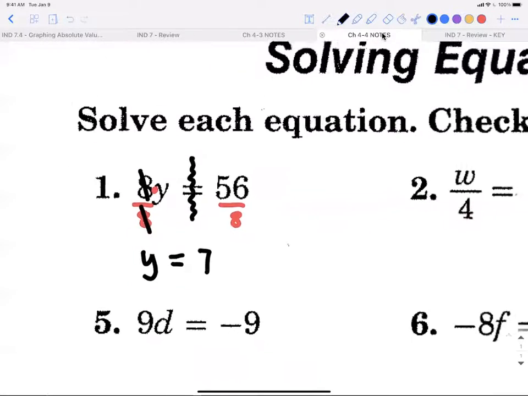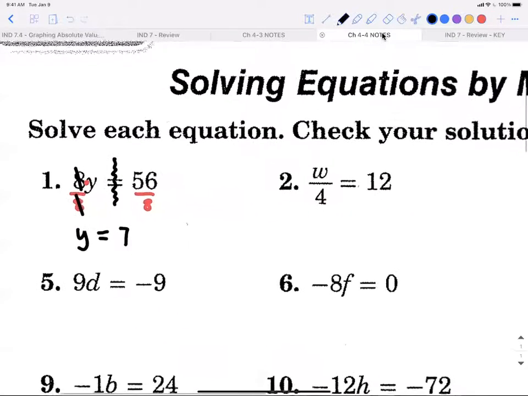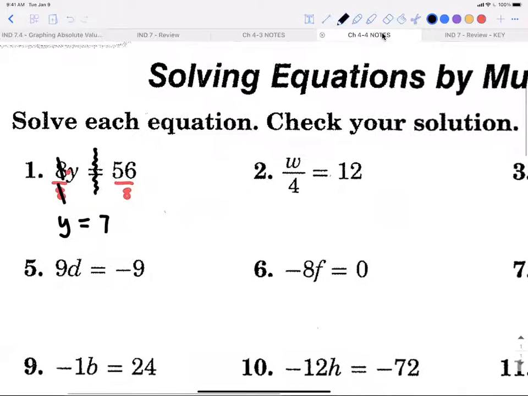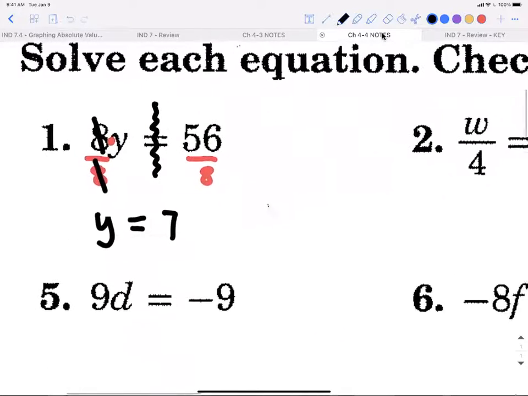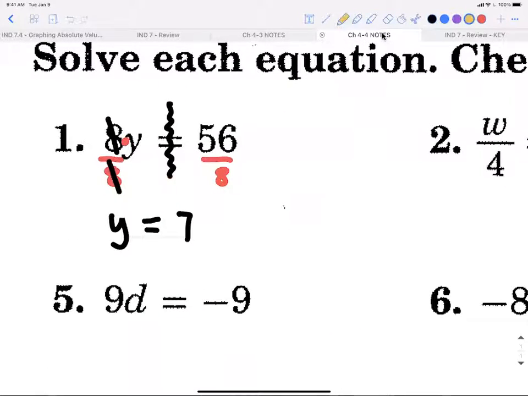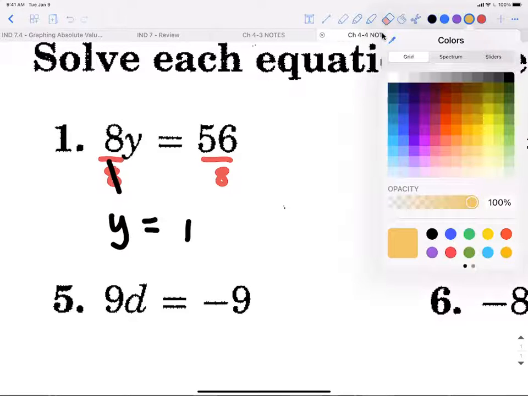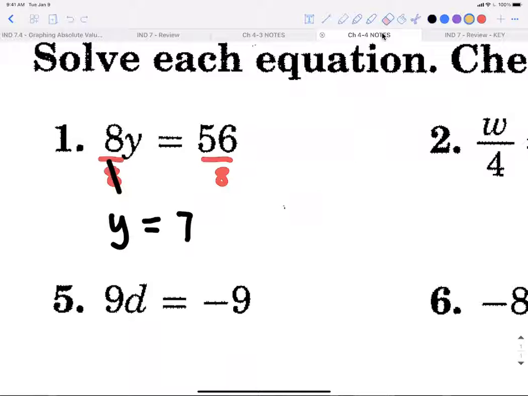And just like yesterday, if you look at the directions, it says solve each equation, check your solution. So we do it the exact same way as we did yesterday. I'll just erase this so we can look at the original equation here. In the original equation, we had 8 times y equals 56. Well, we now know that y equals 7.